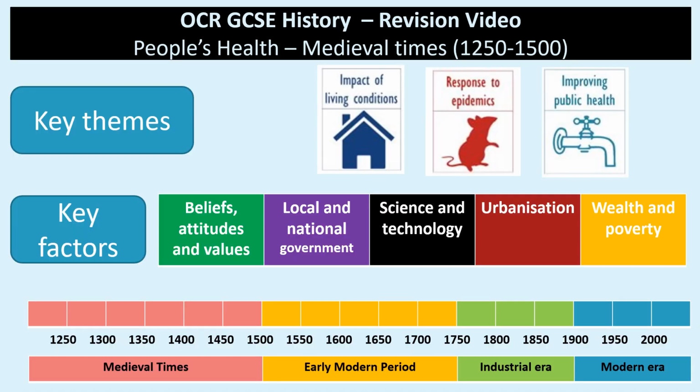Okay, so when you're looking at people's health, you need to think about the key themes: impact of living conditions, sometimes known as lifestyles, response to epidemics, and improving public health. Key factors that influence things are beliefs, attitudes and values, local and national government, science and technology, urbanisation, and wealth and poverty. And we're going to be focusing in this video on the medieval times, which is 1250 to 1500.